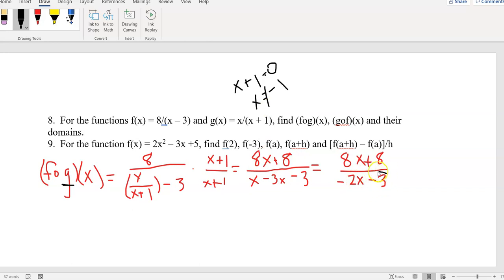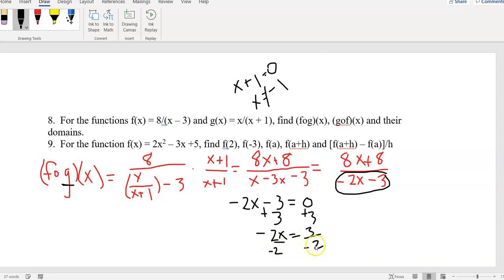Now we also, though, have to go to the bottom of the fraction here and see what causes that to be 0, because we can't have 0 in the denominator. So let's set that to 0 and solve. And that gives us -2x equals 3. Divide out. And we get that we also can't have -3/2. So for the domain, x can't be -1, and x can't be -3/2.